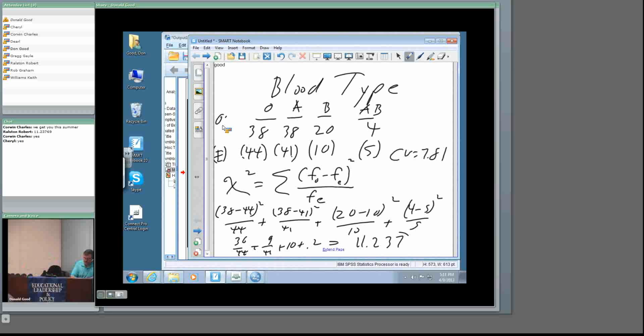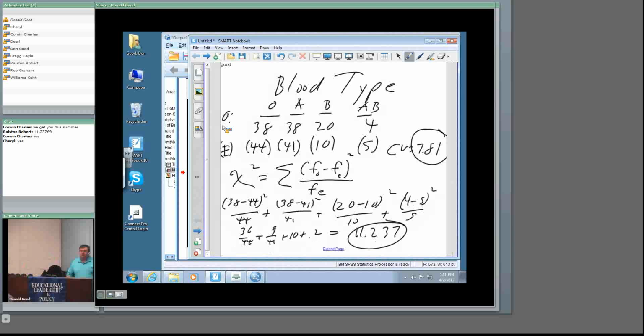The question is, how does my 11.237 compare with 7.81? It exceeds it. So again, if our calculated statistical value is greater than the critical value, then yes, there is a significant difference. And the answer in this case is, yeah, we got significantly different than we expected. If the chi-square value is greater than the critical value, just like if the t value is greater than the critical value, or if the F value is greater than the critical value.